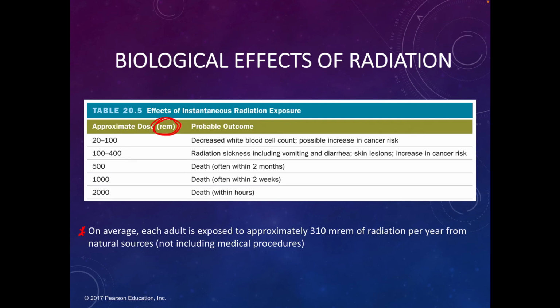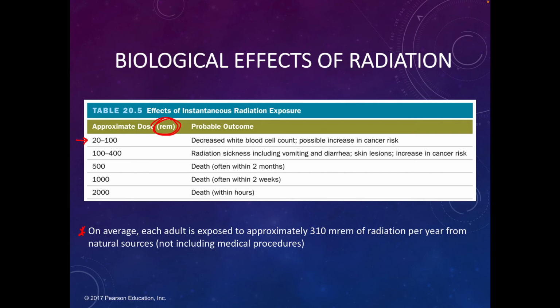But on average, each adult is exposed to about 310 millirem of radiation per year from natural sources. So that's not including any medical procedures. That's just if there was radon in your basement, or you were taking an airplane ride, or you wore a watch, or whatever the case may be. If you have a bunch of medical procedures that use radiation, obviously this number would be higher. This is where you start to get into problems, right?